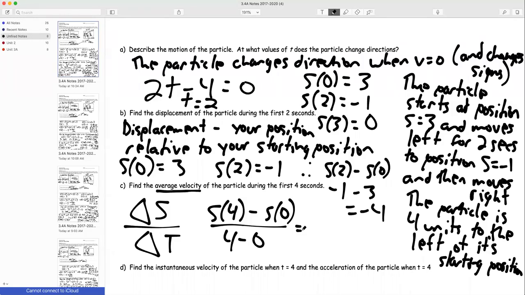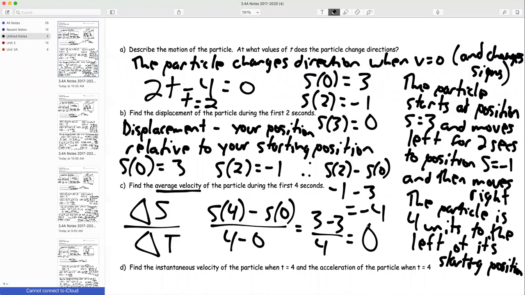And so to get S of 4, I'm going to take 4 and plug it into the position equation. So let's see, I got 16 minus 16 plus 3. So that's going to be 3. S of 0 was also 3. So I got 3 minus 3 over 4, which is going to give me 0.